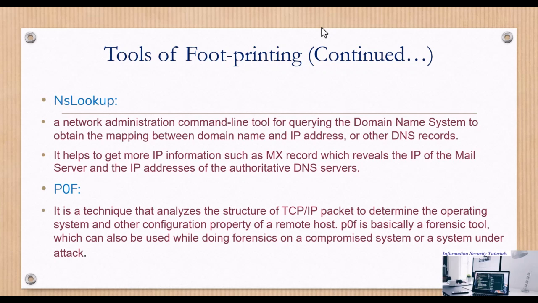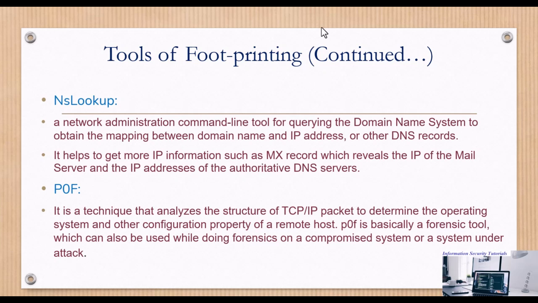Next, we will talk about nslookup, which is a network administration command line tool used for troubleshooting DNS and getting information about the DNS, or the Domain Name System, to obtain the mapping between domain name and IP address. We all know that a DNS server is used for translating domain names to IP addresses and vice versa. So we can use nslookup to get all information about the DNS.